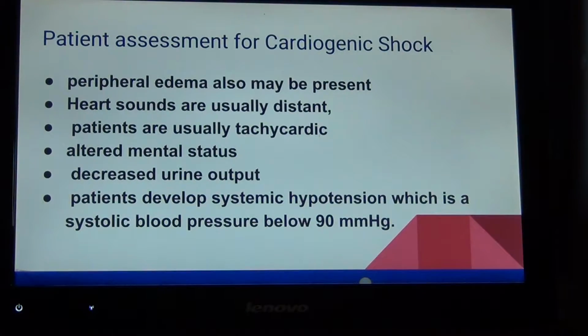Peripheral edema also may be present. Heart sounds are usually distant. Patients are usually tachycardic, with altered mental status and decreased urinary output. Patients may develop systemic hypotension, which is where the systolic blood pressure is below 90 millimeters of mercury.